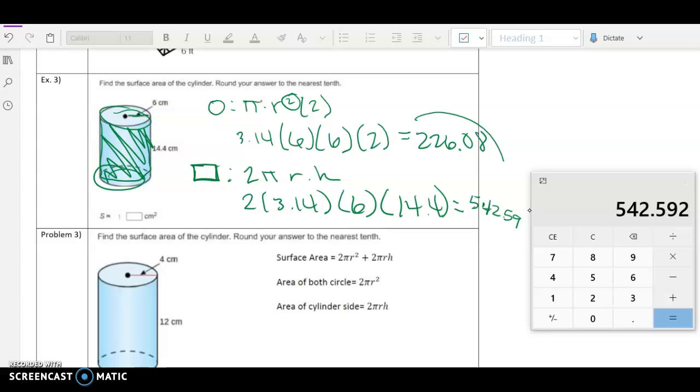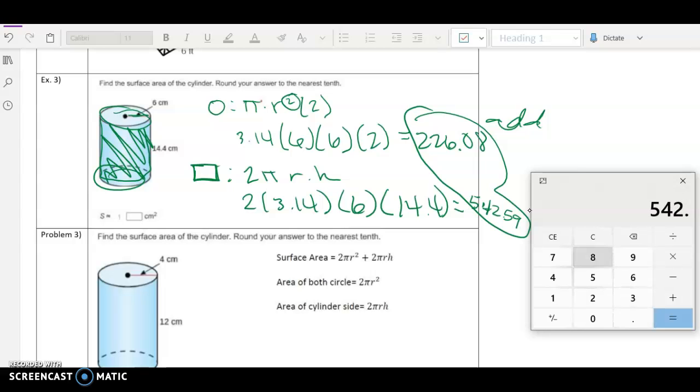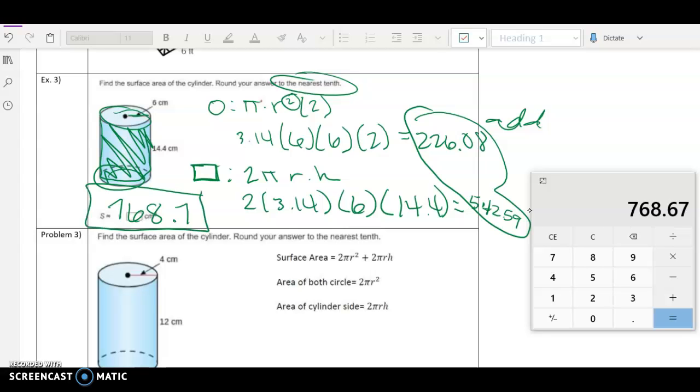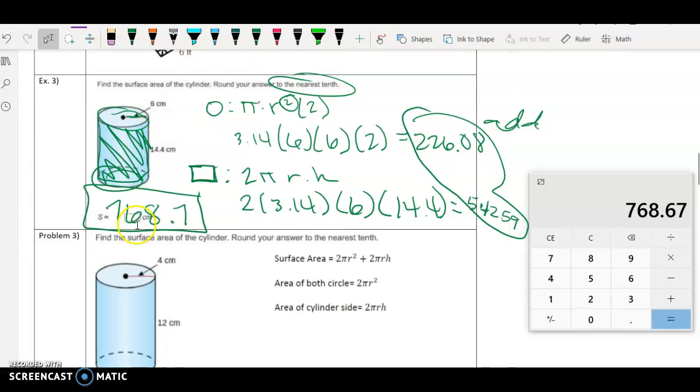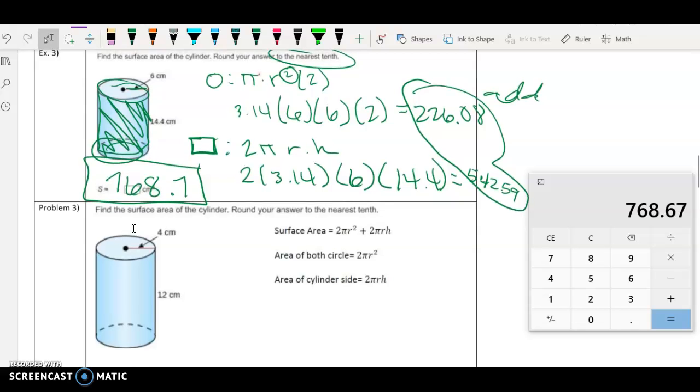And now what we're going to do is add these up. So we add 542.59 plus 226.08, and we get 768. It says round to the nearest tenth, so we're going to do 0.7. So now you're going to do problem 3 on your own. Just change the numbers and type your answer into Edpuzzle.